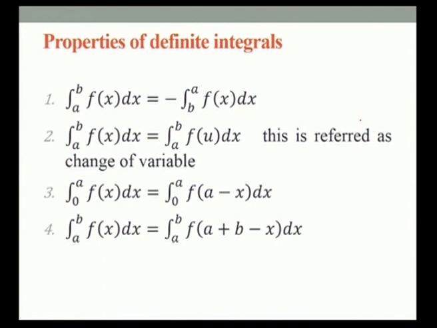Second property: integration between a to b of f of x dx is equal to integration between a to b of f of u du. Here change of variable is used. Third property: integration between 0 to a of f of x dx is equal to integration between 0 to a of f of (a minus x) dx. Then integration between a to b of f of x dx is equal to integration between a to b of f of (a plus b minus x) dx. These are the 4 properties of definite integrals.